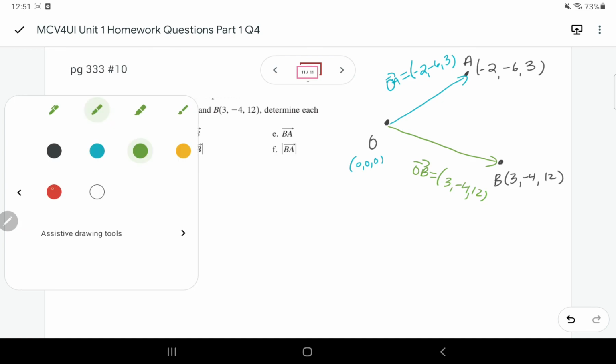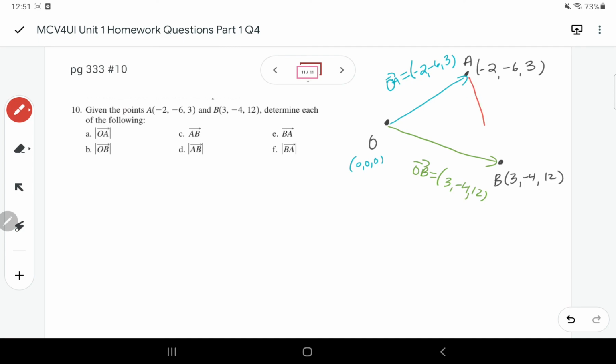The one that's a little bit interesting is vector AB. Notice that this one's the one that we have to do some work for. We have to do the end minus the start. So here, 3 minus -2, it's gone 5 in the x direction. Going from -2 to 3, you went 5 steps. -4, pardon me, minus -6. That's like -4 plus 6, or 2. And 12 minus 3. In the z direction, you've gone 9 steps. So that's vector AB.